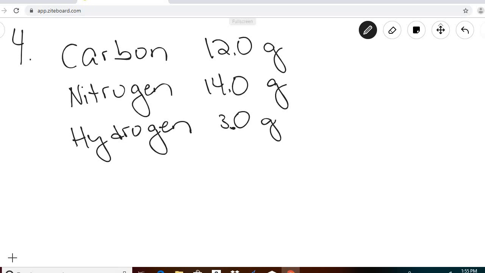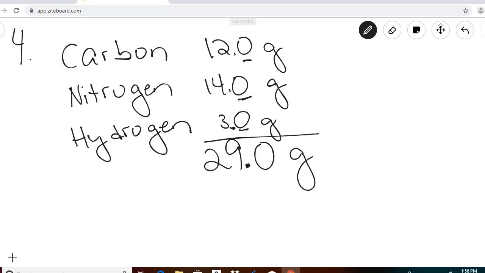The law of conservation of mass says that mass cannot be lost. So the sum of these 3 would need to be the mass that we started with. And we're adding here. So it's going to be 29. We're going to report out to the 10th place because that is what each of these is reported out to. So 29.0 grams of the compound is what we started with in order for it to decompose into those 3 elements.